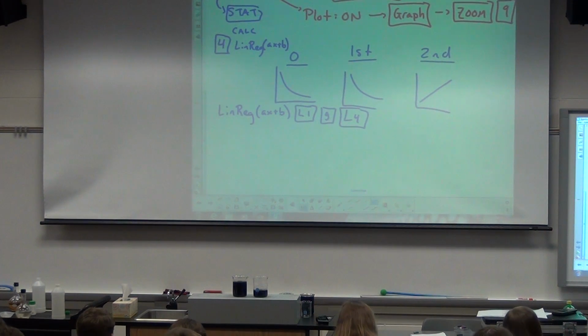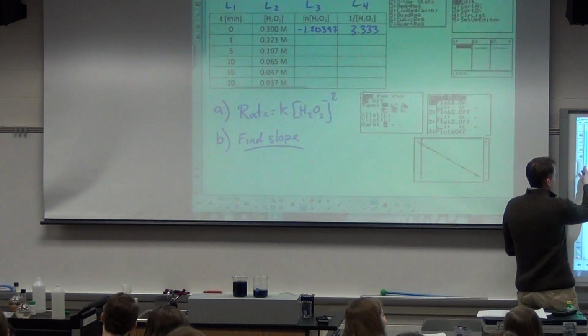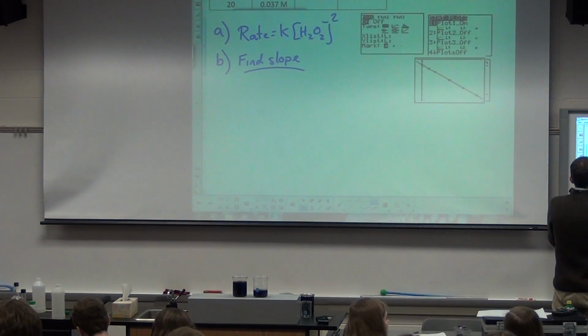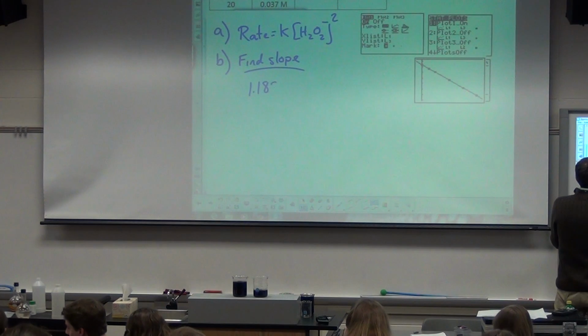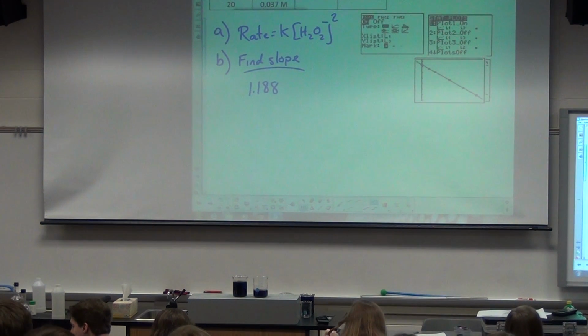And if you do that, you should get y equals mx plus b, or y equals ax plus b. So which one's my slope? The a? Yeah. So in this case, you've got to look, yours could be different than mine. So it's going to be 1.188, let's just say that. You need a unit.